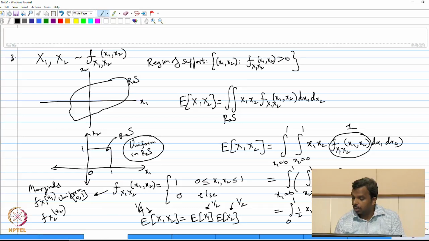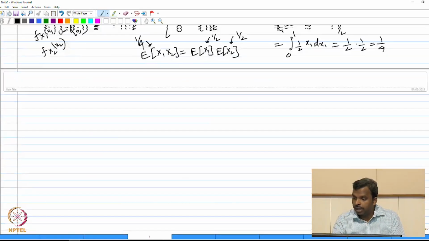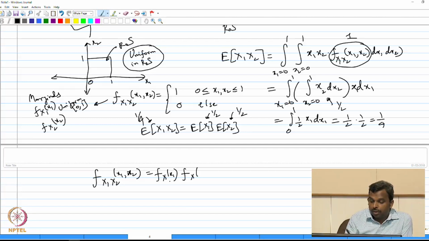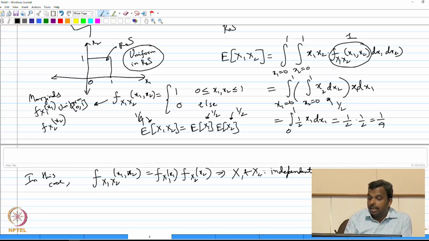Okay, so notice what happens here. Since x1 and x2 are independent, you have f_{X1,X2}(x1, x2) equal to f_{X1}(x1) times f_{X2}(x2). So in this case, this implies x1 and x2 are independent. If they are independent, then obviously this needs to be true. It's very easy to see. Okay, so that's the kind of problem.